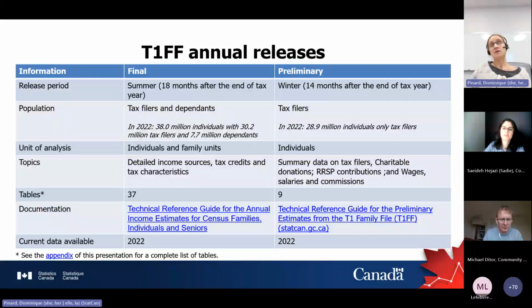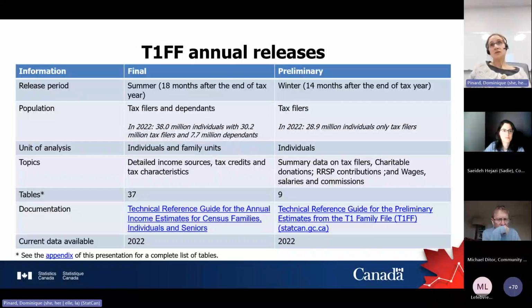The data is released about 14 months after the end of the tax year, usually towards March or April. And in 2022, there were 28.9 million individuals, and that covers only tax filers. I talked earlier about non-filing spouses and non-filing children that were brought in from the CCB. The preliminary file doesn't include those individuals. The statistics for this release are only at the individual level, and the focus is really more on charitable donations, RSP contributions, and wages, salaries, and commissions.